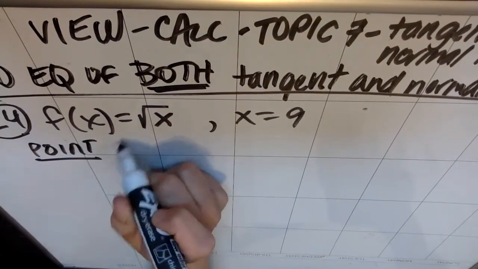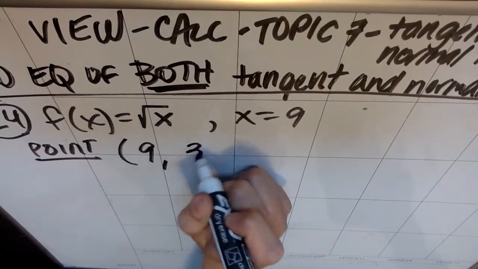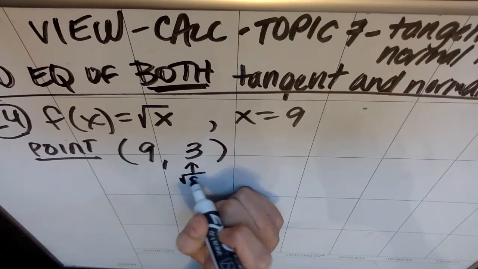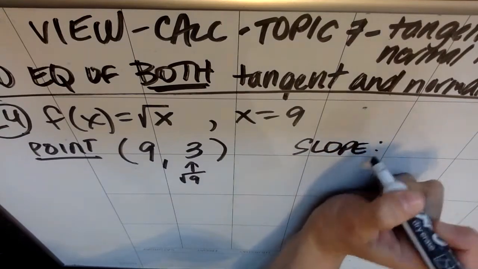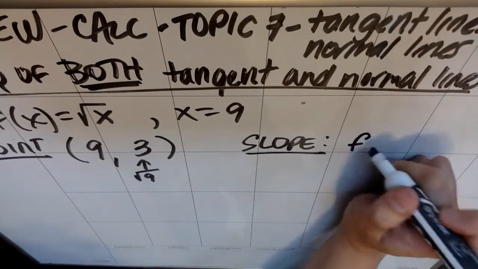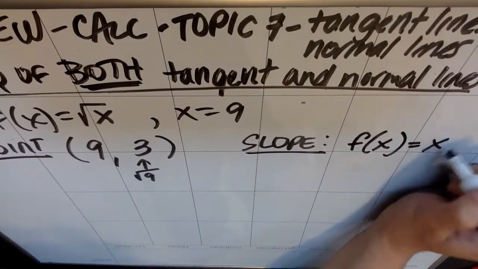So first thing I need is a point. That doesn't have anything to do with calculus. That's going to be 9, comma 3, which I got by doing the square root of 9. I then need the slope, so to find my slope, I need to find f prime. Sorry, wrong way. So my f of x is actually x to the 1/2.